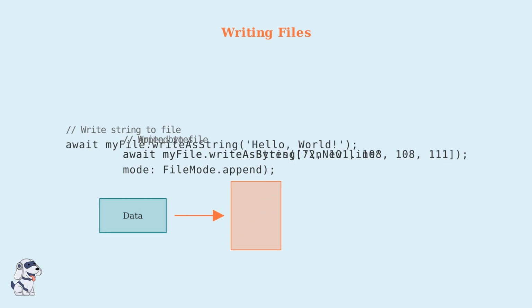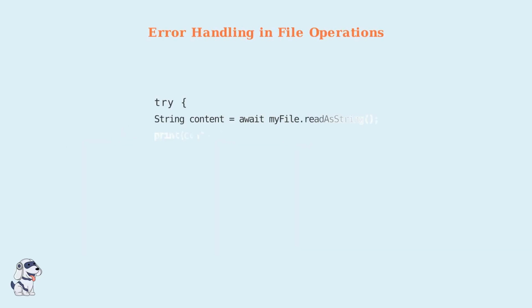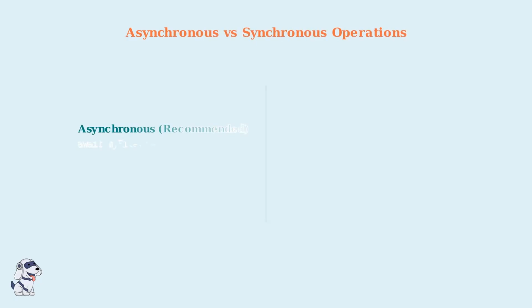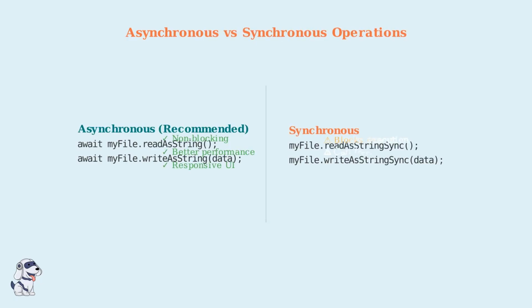These operations will create the file if it doesn't exist. File operations can fail for various reasons, so proper error handling is essential. Use try-catch blocks to handle common exceptions like FileSystemException when a file doesn't exist, or PathAccessException for permission issues. Dart provides both asynchronous and synchronous file operations.